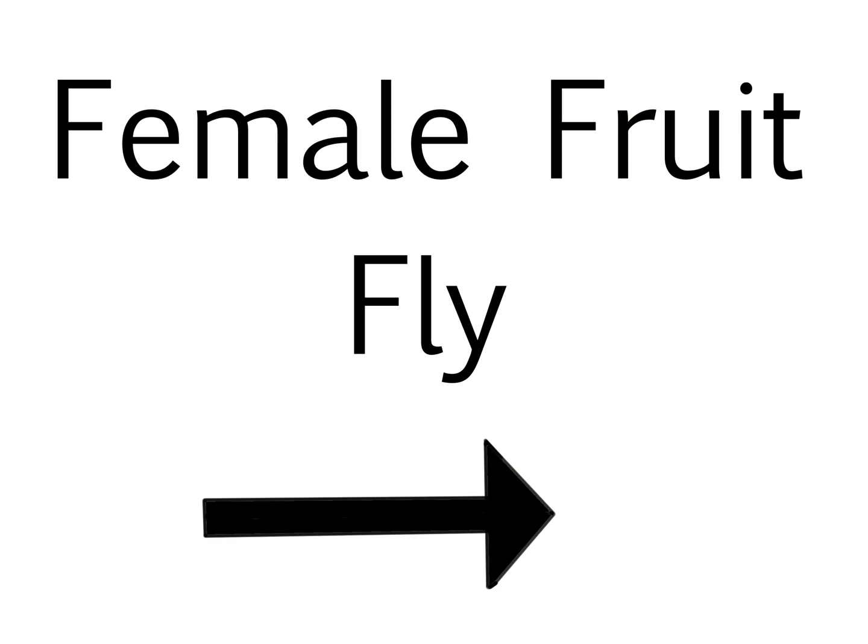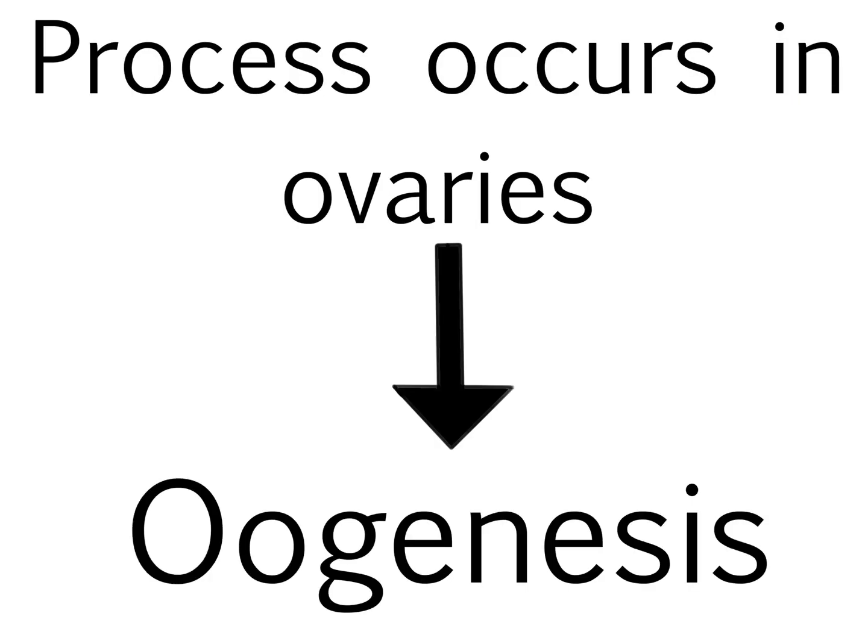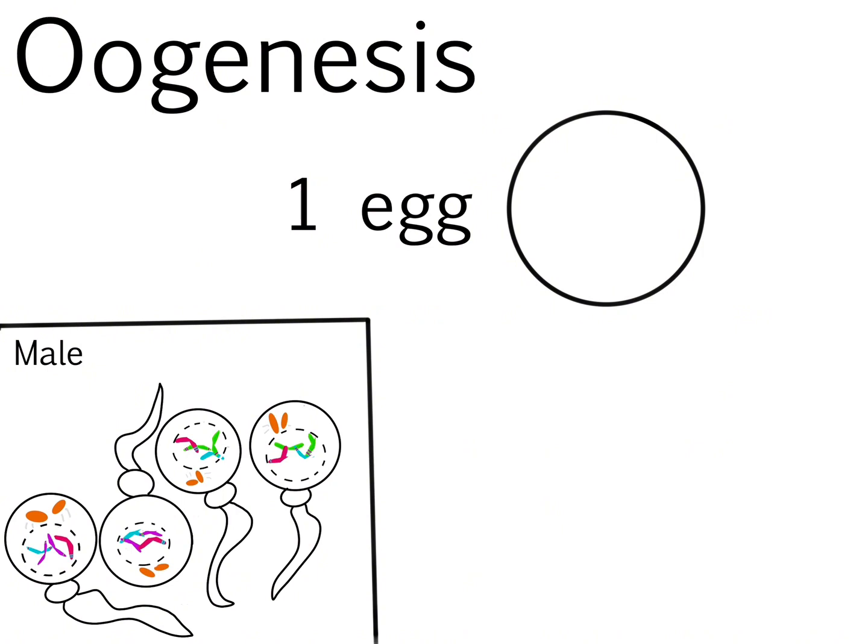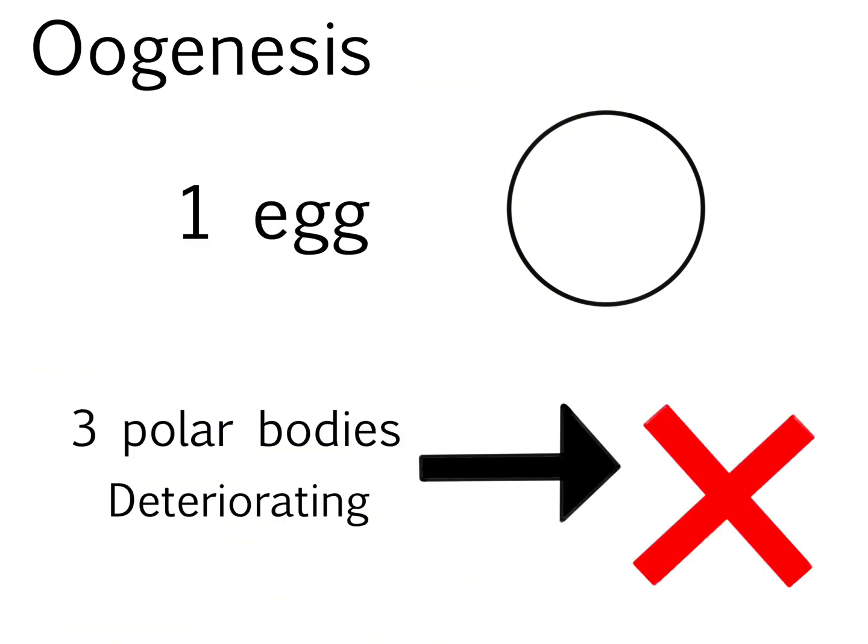It is called oogenesis. A female will only have 1 functioning egg and 3 polar bodies because during their division of the cytoplasm, it was not equally distributed, meaning only one of the 4 cells got enough nutrients and organelles to survive. The other 3 die off.